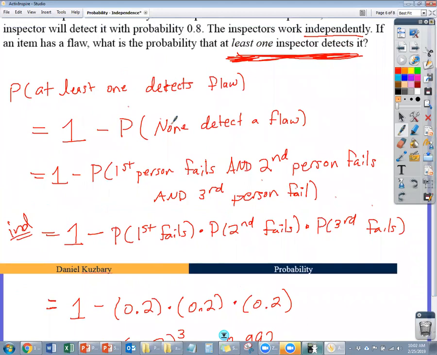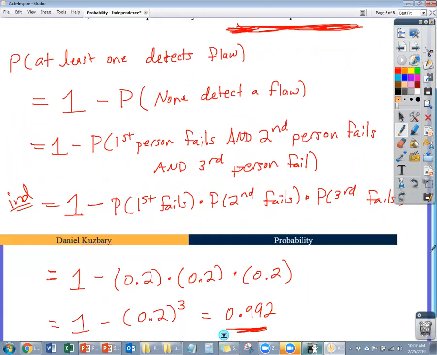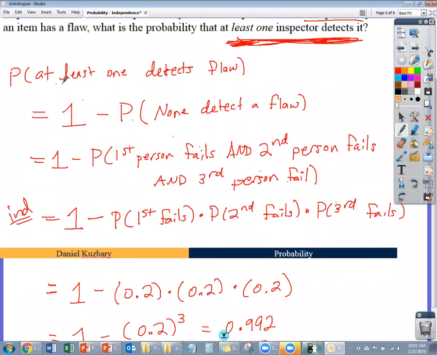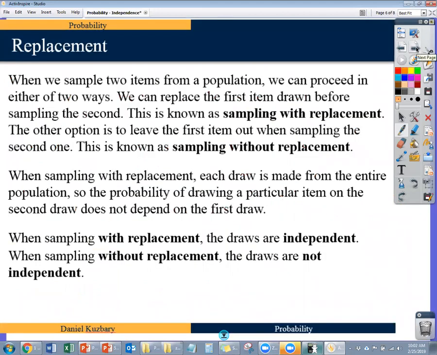It also uses the 1 minus the complement event. And then this trick, turning none into all of them failing, is another kind of trick. So I'd look over this problem a few times, but it's a pretty neat trick. And trust me when I say it's easier than finding this probability the way I wrote it down the first time. Okay, there's something else we should look at with the concept of independence.